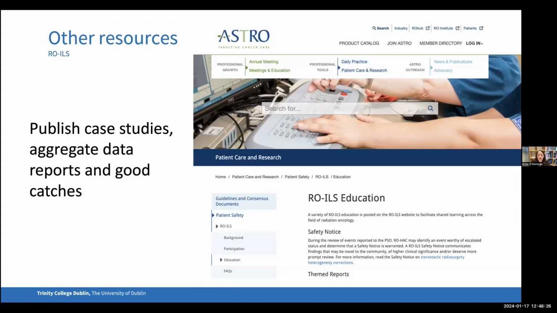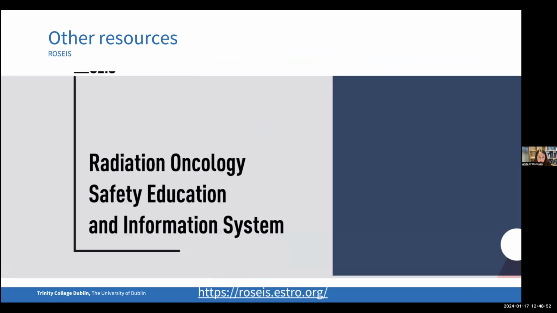Also to highlight from the community at large, the Royal College is an excellent resource in terms of publishing case studies. They have regular updates, particularly important for newer technology where they highlight safety concerns, and they have very detailed analysis of certain events that are really good for learning purposes. So their website is another excellent resource.